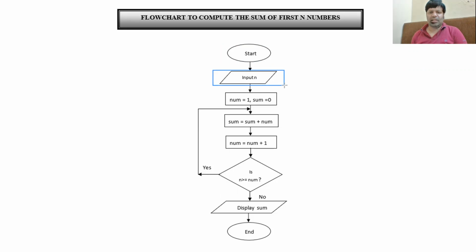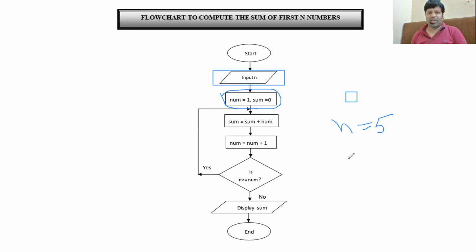What is the second symbol? This symbol is used to accept the input. So this input here is n. N is 5 because, as I said in our example, we are going to find the sum of the first 5 numbers. So n is equal to 5. So we can write here that n is equal to 5. And then we are going to reach this particular symbol.